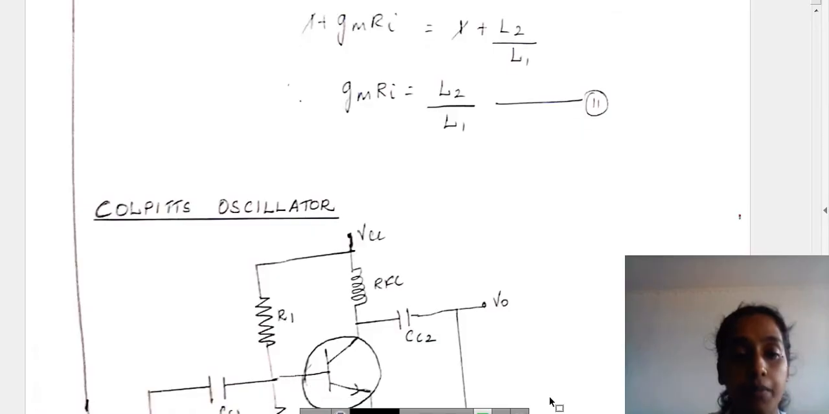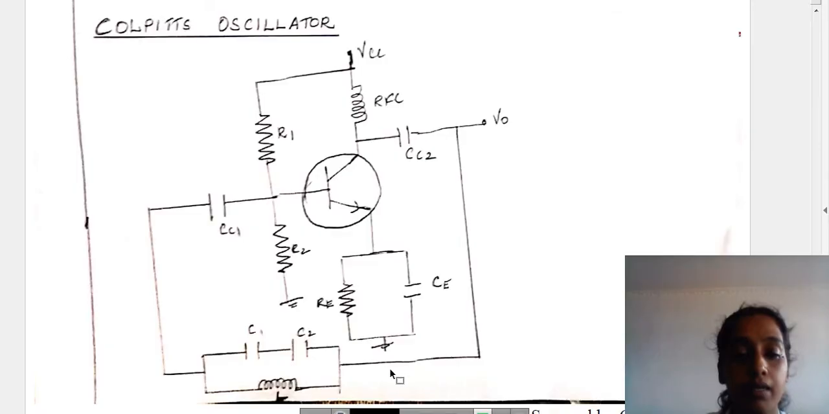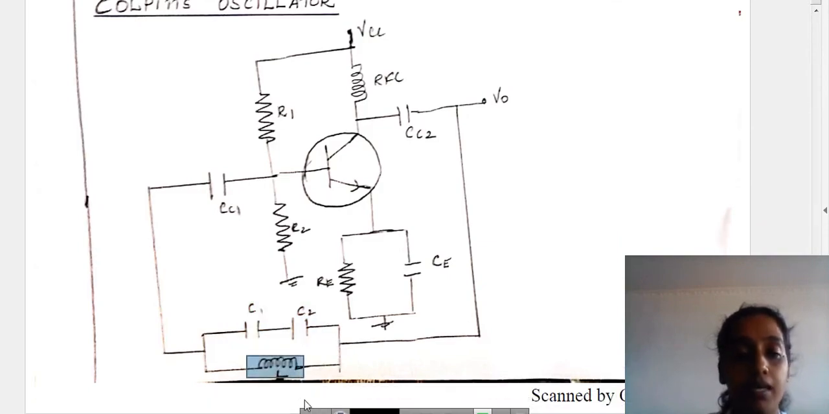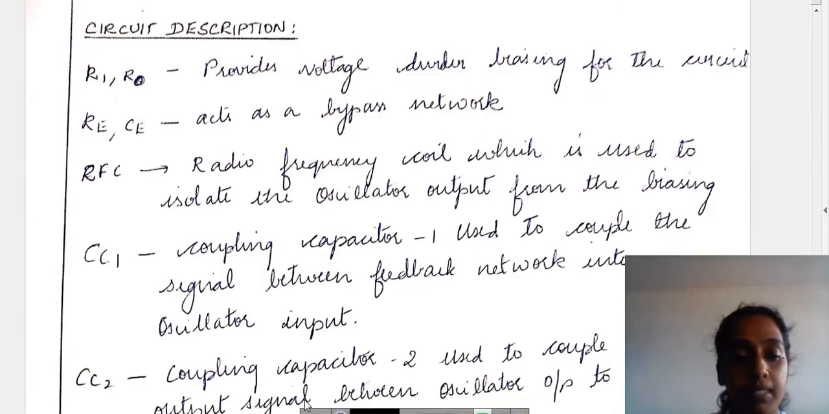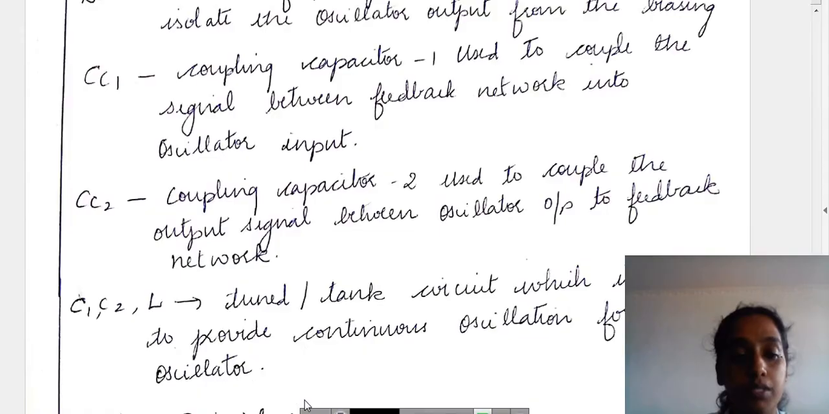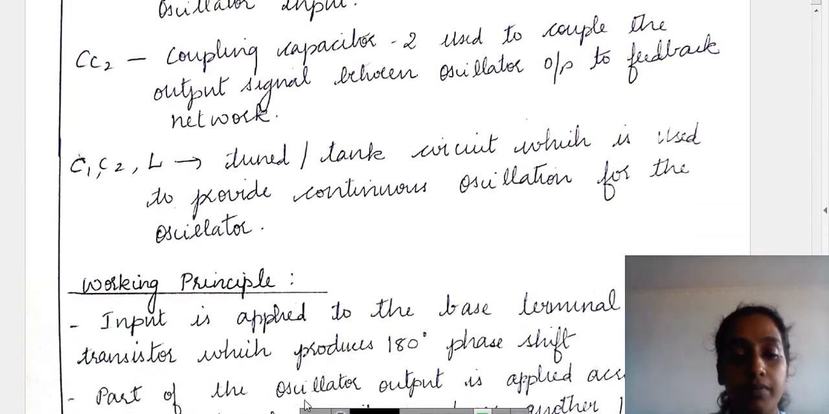Similarly, we have Colpitts oscillator. In the Colpitts oscillator, instead of using two inductors, here we use two capacitors and one inductor. Similarly, the other circuit is the same. We have coupling capacitors, we have R1, R2 to provide the voltage divider biasing, we have the bypass network, and the tuned circuit has the components C and L. Hence, it is also an LC oscillator.